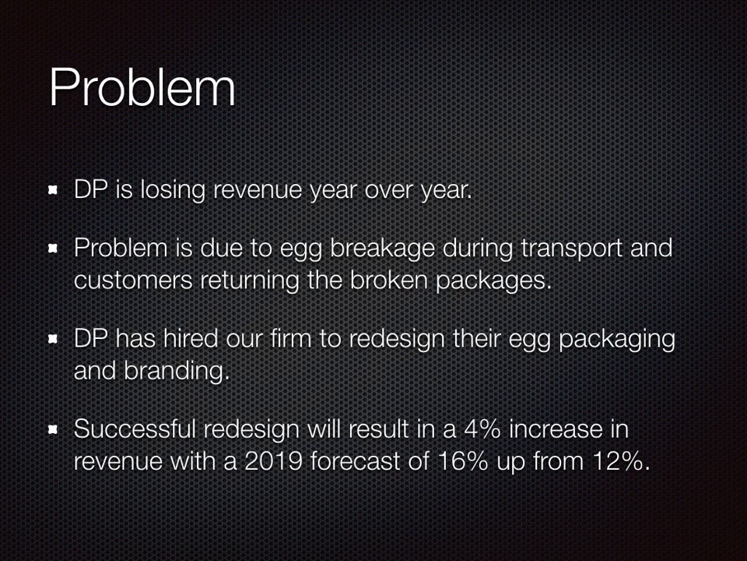DP Packaging's main issue is that they're currently losing revenue year over year. They've isolated this issue to egg breakage that occurs during transport, and then ultimately their customers returning the broken product back to their warehouse. They've determined if they redesign their egg packaging as well as their branding, they will see a 4% increase in revenues for 2019. This will take them up to 16% from 12% and stop the decline.